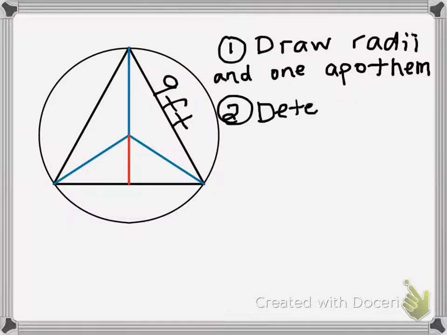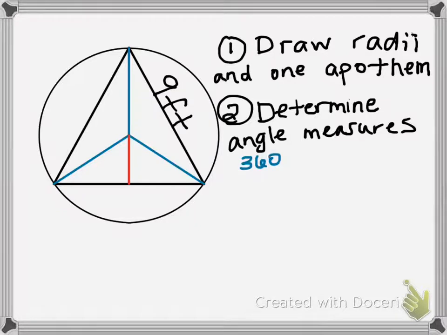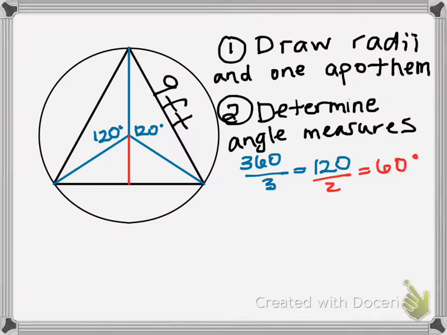Next, you're going to want to determine the angle measure for each of those triangles. In this case, I know we always start with 360. I had 3 radii forming 3 triangles. So divided by 3, I see that each one is 120 degrees. But if I want to find the angle measures for the remaining ones on bottom where it was cut in half by the apothem, I do have to divide that by 2 to see that it ends up forming 60-degree angles.